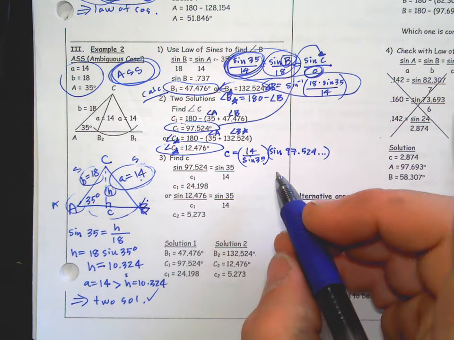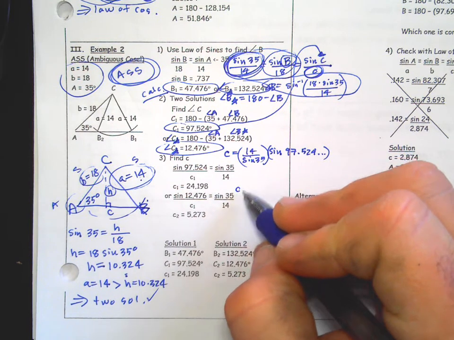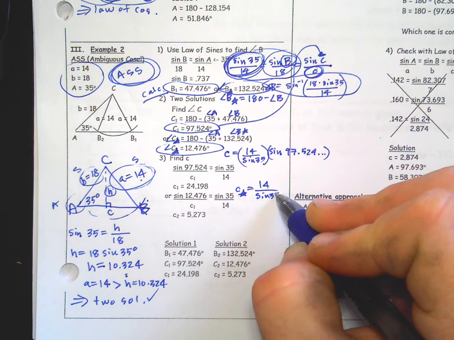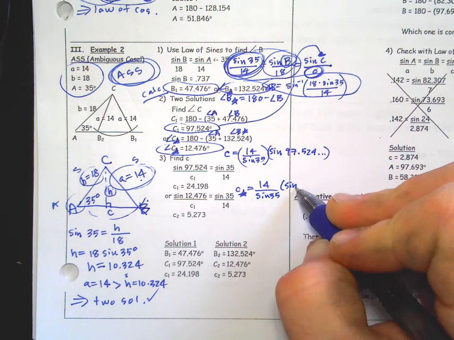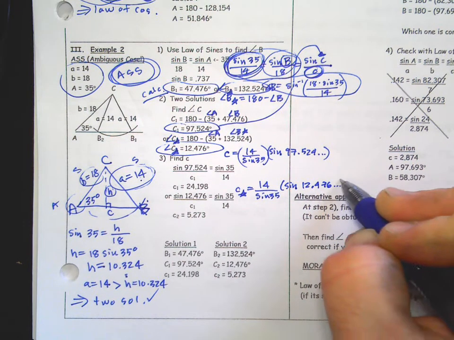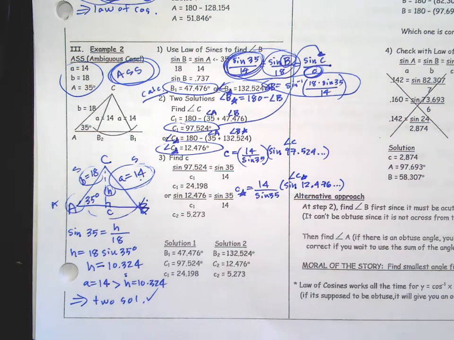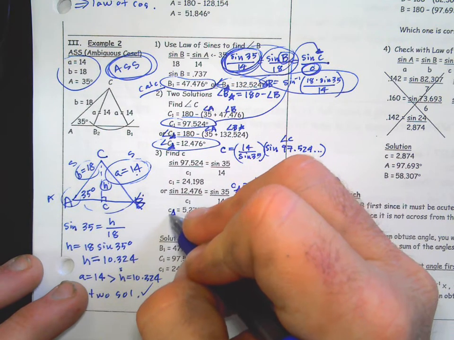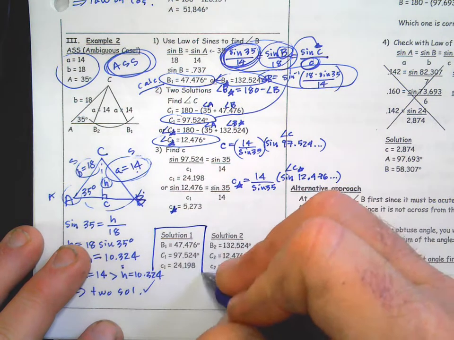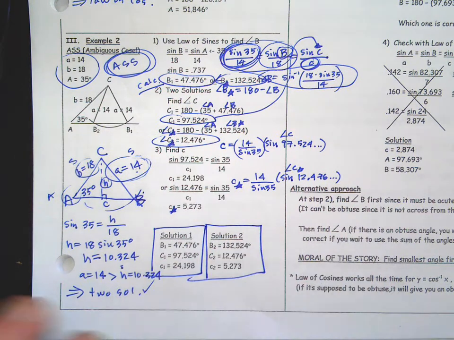But you got to find little c star, the second solution, right? So you go back up here and you say, okay, well, little c star, we're going to use 14 over sine 35 again, but it's going to be sine of angle C star, 12.476. So you got to use the second solution information that you're getting to get the other parts of the second solution. So this is c star right here, okay? So now you can group them together. This is solution one, this is solution two. It'd be good to say, all right, here are the two separate solutions, and these are the star ones.